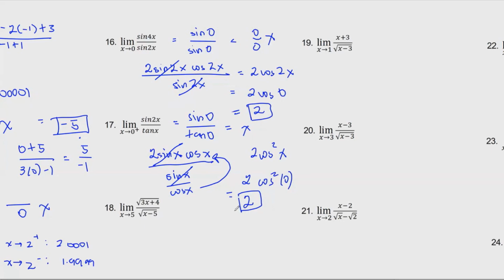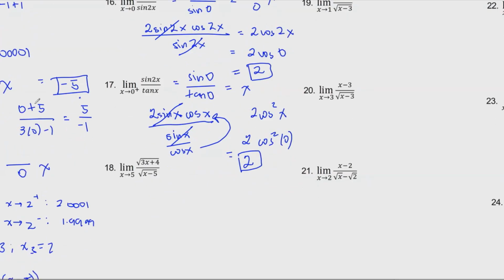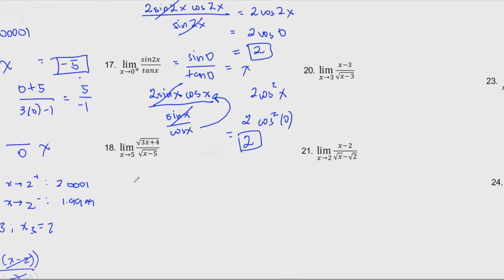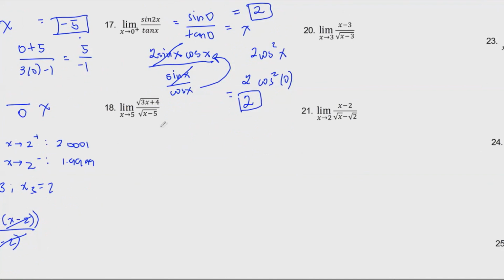Okay, so now we proceed with number 18. In number 18, let's try solving it by substituting first. So what we'll get here is the square root of, by substituting, 15 plus 4. So we have 19, then divided by the square root of 0, and the square root of 0 is 0. So this is not allowed.